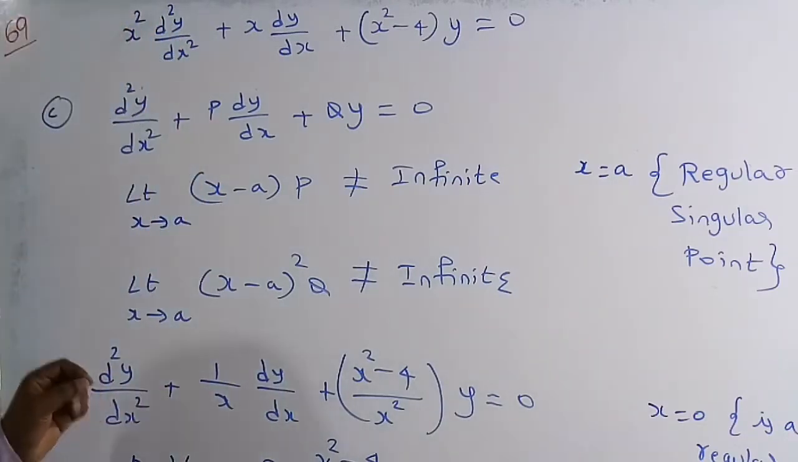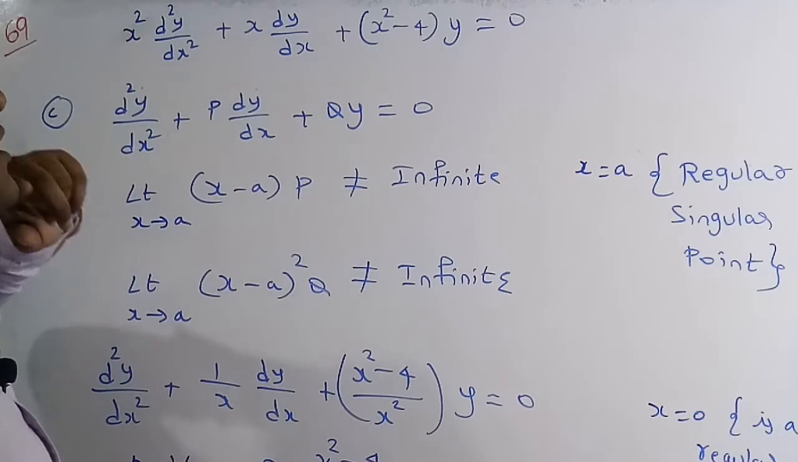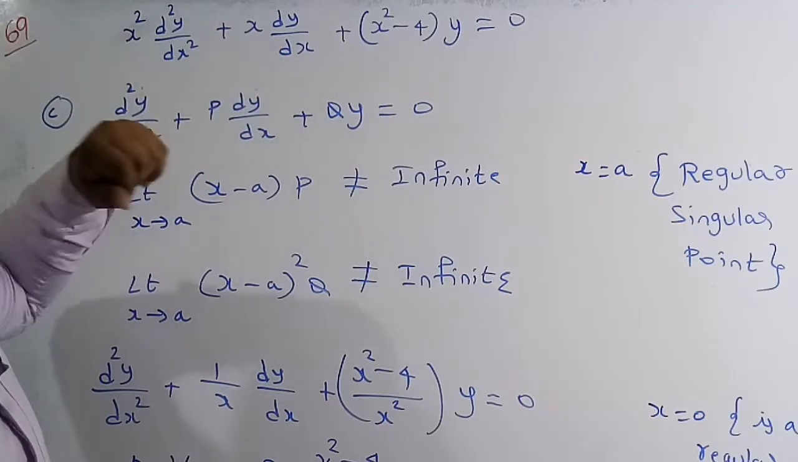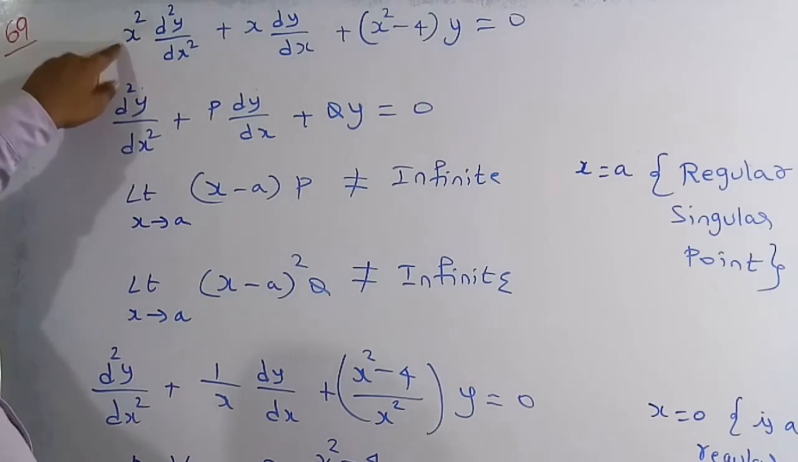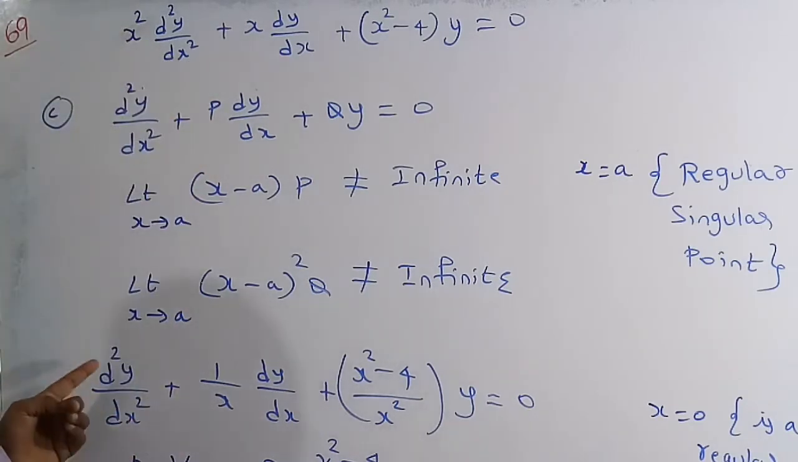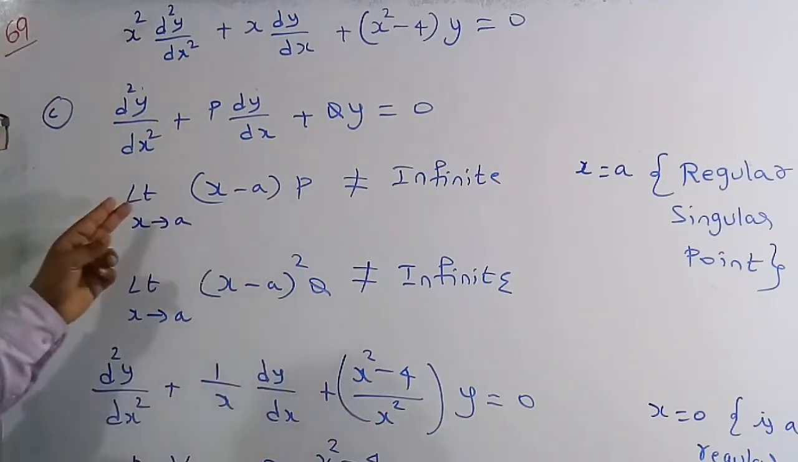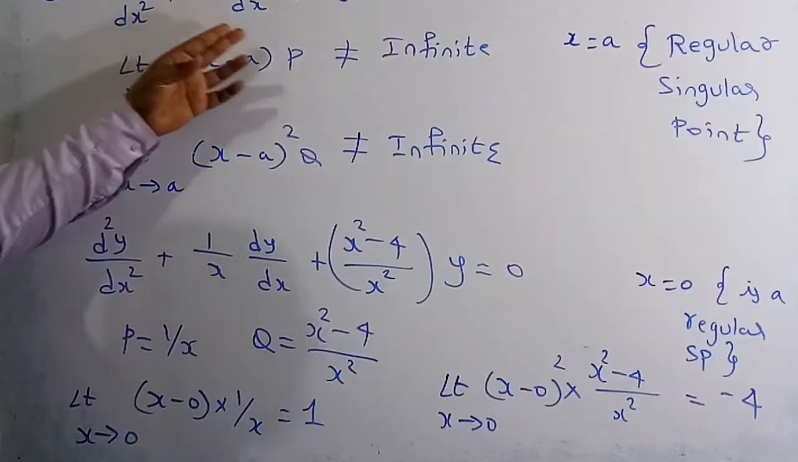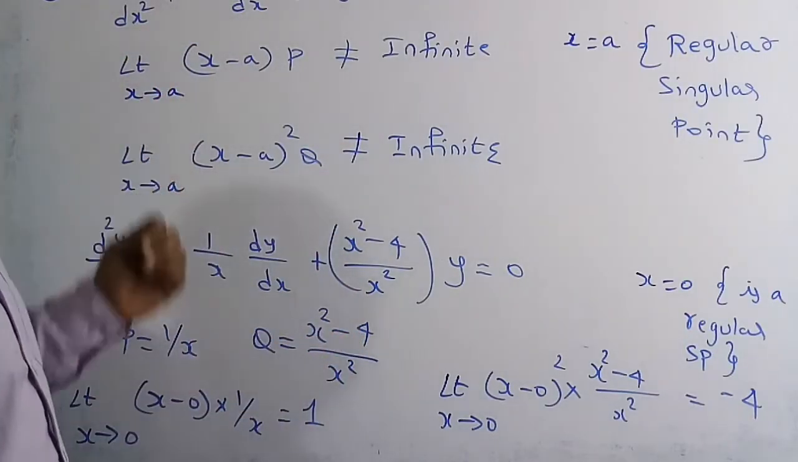So now we have to check whether x is equal to 0 is a regular singular point of this differential equation. So we have to convert this into this format, so this coefficient should be equal to 1. So divide by x square, and we are going to get d square y by dx square plus 1 by x into dy by dx plus (x square minus 4) by x square into y. So these two are in the same format. So p is equal to 1 by x and q is equal to (x square minus 4) by x square. So now we have to check these two properties.